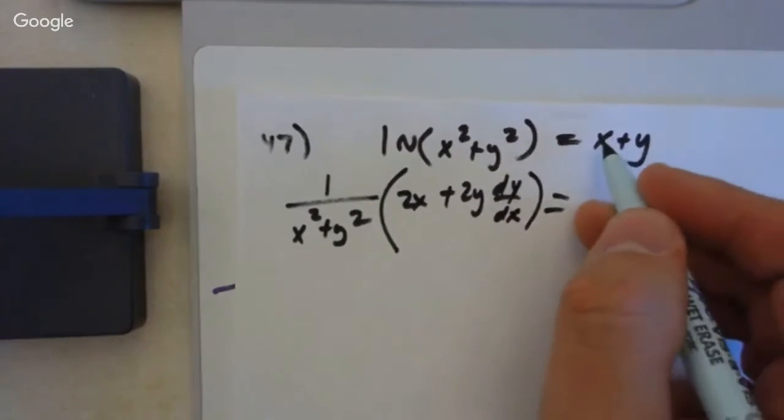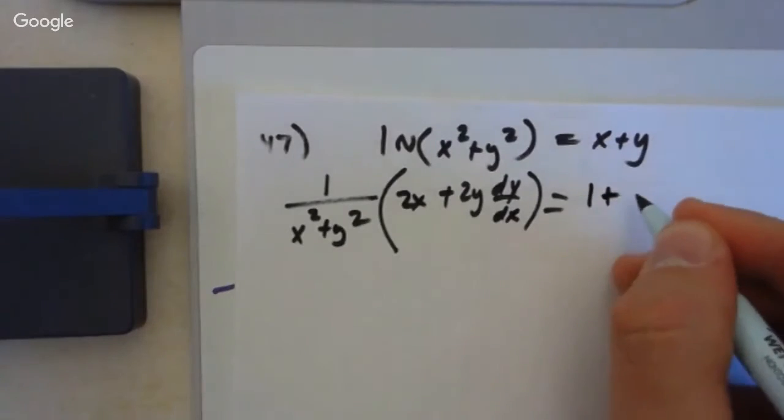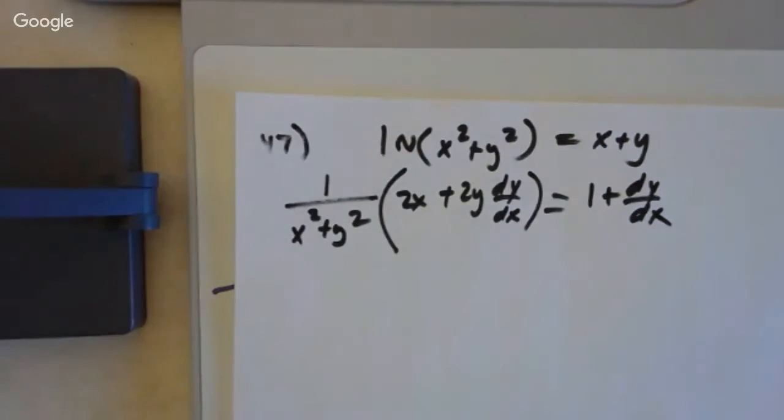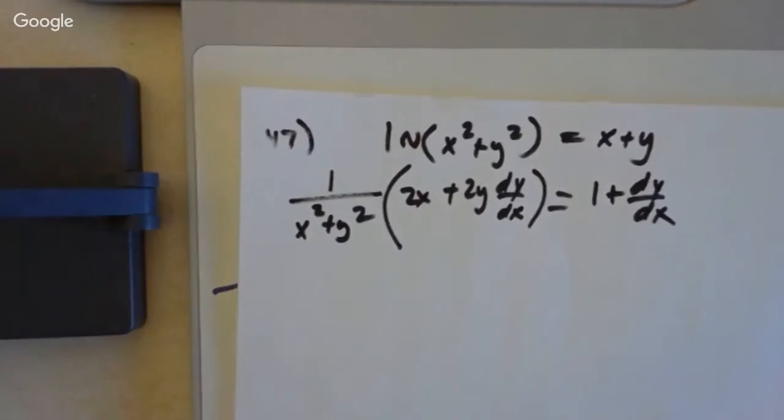The derivative of the other side, what's the derivative of x? What's the derivative of y dx? No, you're supposed to say it's just y, Beckman. What's the derivative of y? dy dx. Okay, now stop and check out.